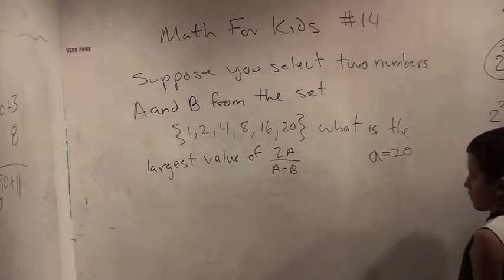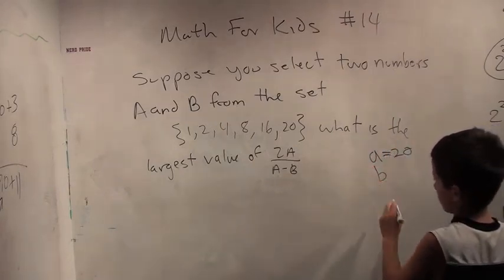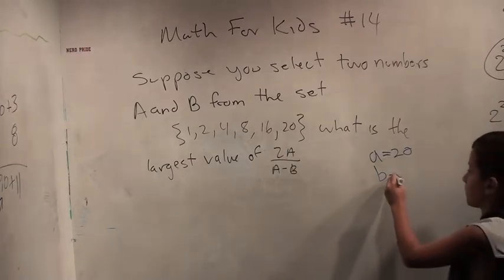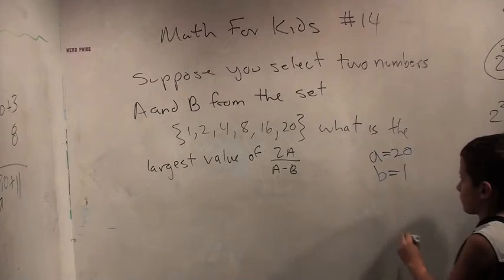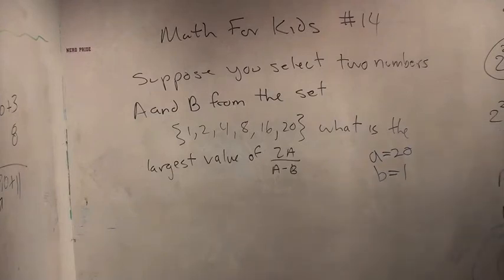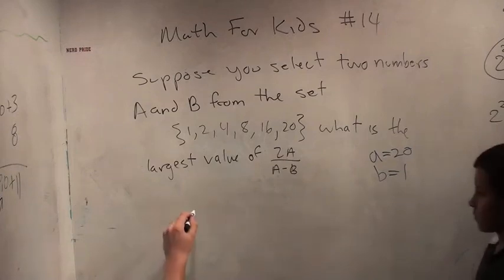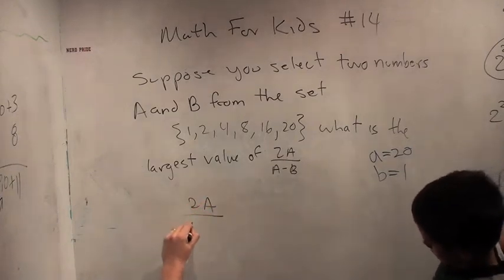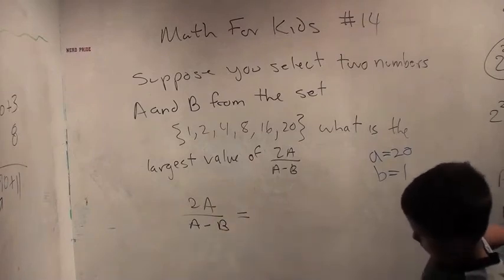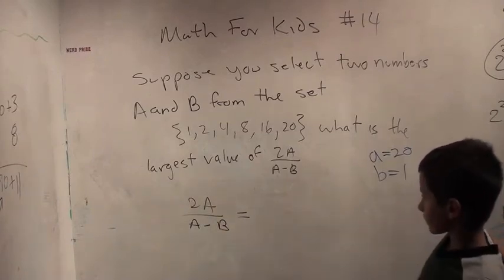Okay, good. And then let's try b equals 1. Okay, so what does this do? What is 2a over a minus b when a equals 20? So now 2a divided by a minus b, I better check that that's on camera, equals what? When a equals 20 and b equals 1.